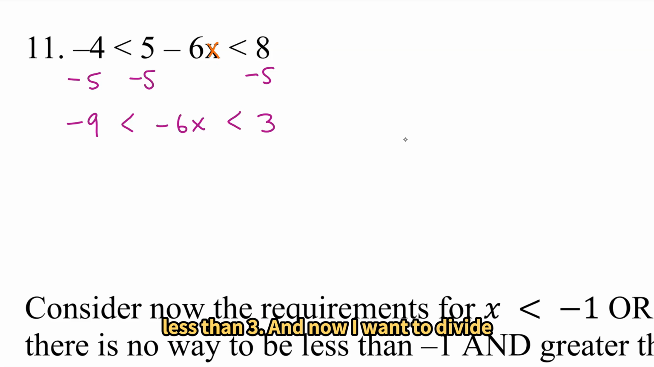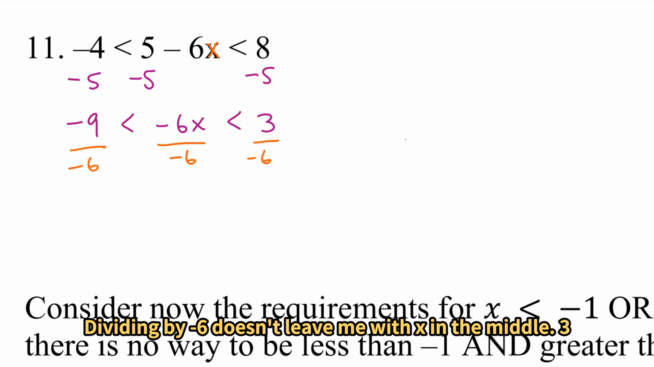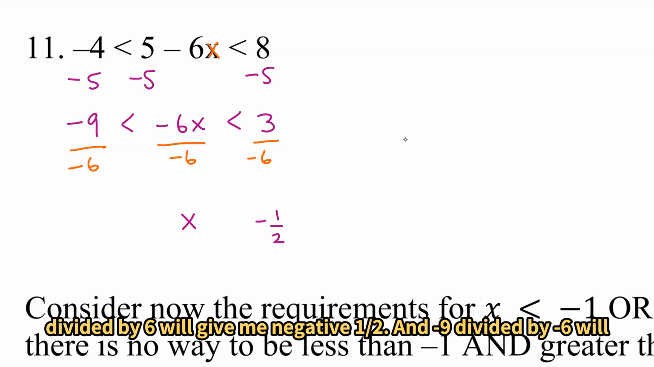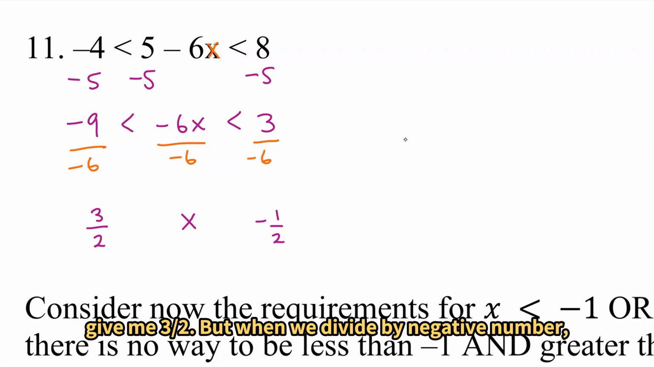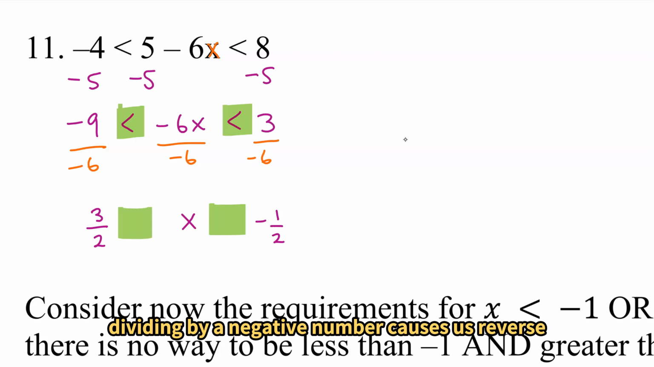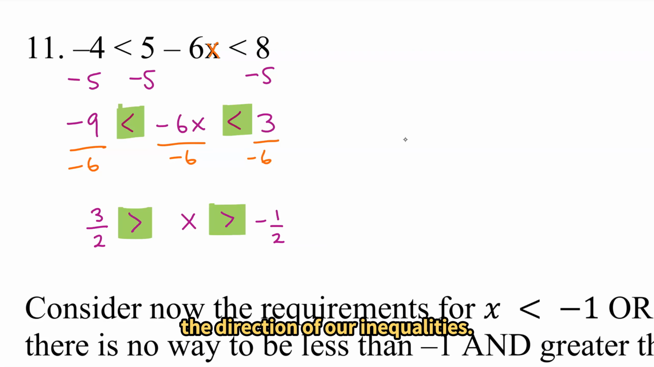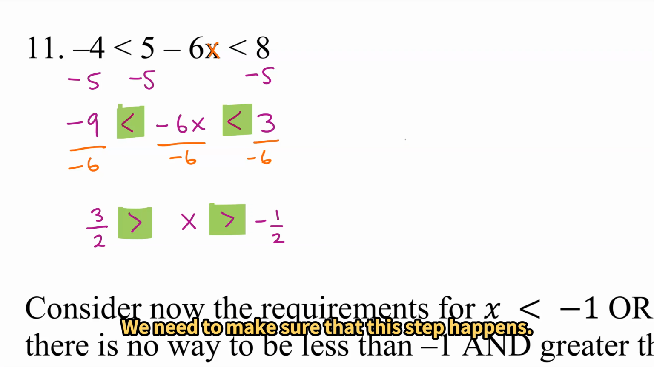And now I want to divide, so I get x by itself in the middle. Dividing by -6 does leave me with x in the middle. 3 divided by -6 will give me -1/2, and -9 divided by -6 will give me 3/2. But when we divide by a negative number, dividing by a negative number causes us to reverse the direction of our inequalities. We need to make sure that this step happens.